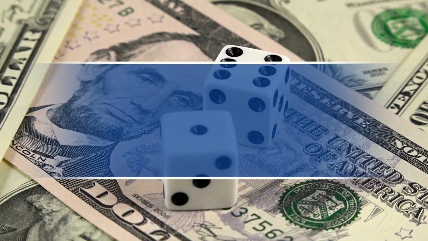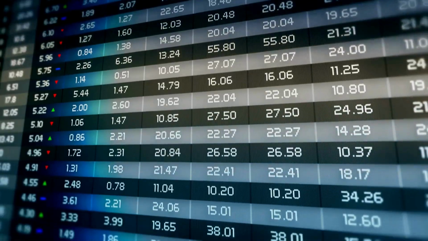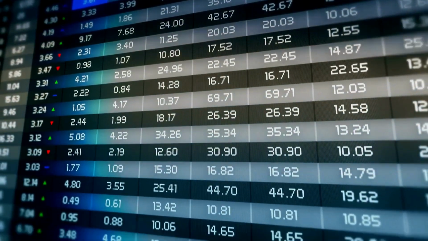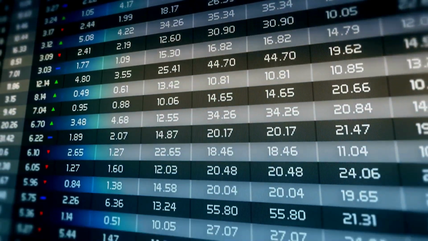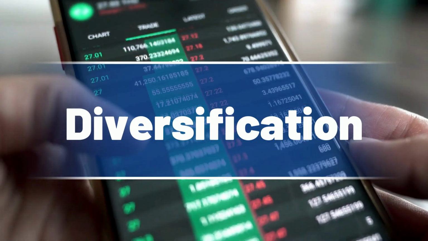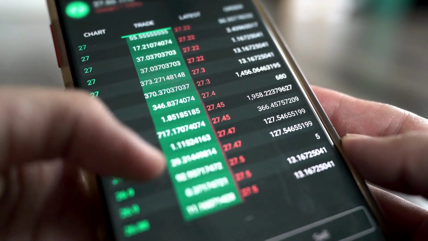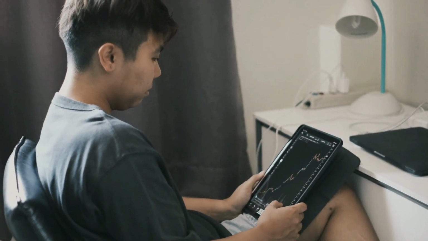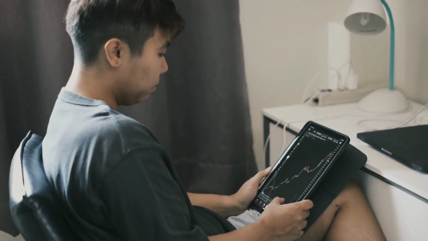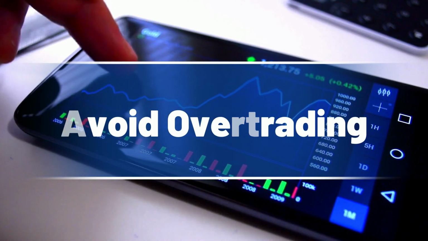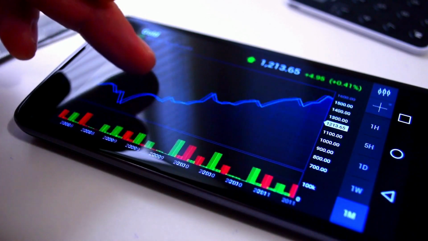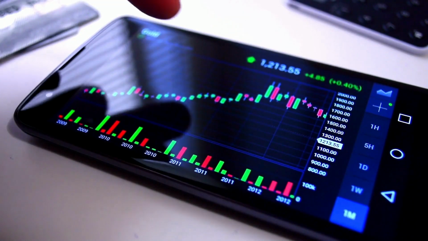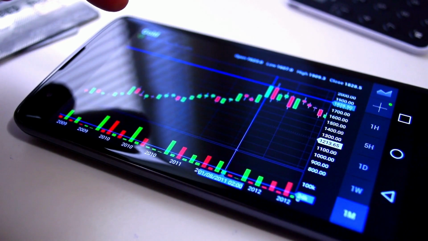Risk-reward ratio. Assess the risk-reward ratio of each trade before entering. Aim for trades with a favorable risk-reward ratio where the potential reward outweighs the potential risk. Diversification. Diversify your cryptocurrency holdings across different assets to spread risk. Avoid concentrating your investments in a single cryptocurrency or sector. Avoid overtrading. Resist the temptation to overtrade, especially during periods of high market volatility. Overtrading can lead to impulsive decisions and increased exposure to risk.